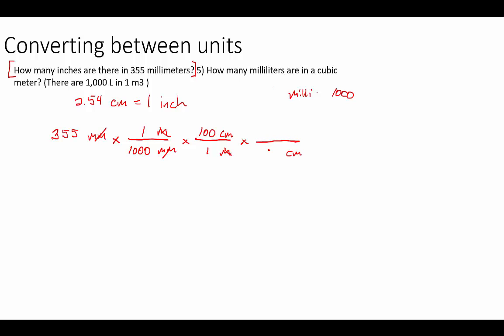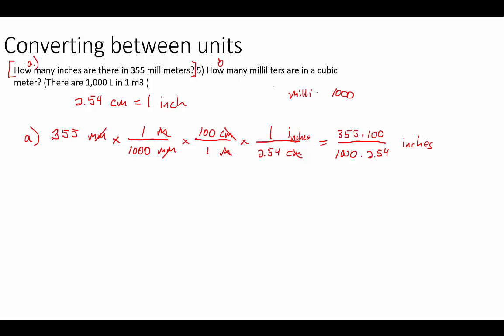Times, put centimeters on the bottom. And we want to go into inches because it's how many inches. So inches would go on top. And we know 2.54 centimeters and 1 inch. Centimeters cancel, and the only units left are inches. So I would just multiply across. So 355 times 100 divided by, multiply the bottom, 1000 times 2.54. And that would be in inches. So whatever that is. So that was, we'll call it part A.